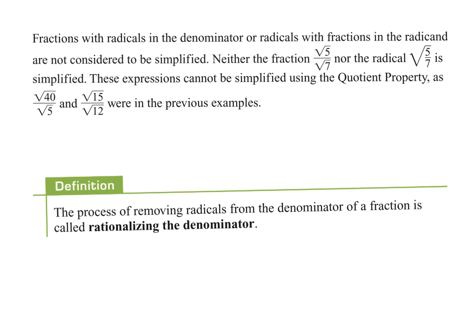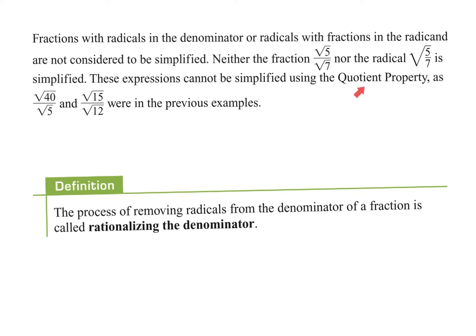It says fractions with radicals in the denominator or radicals with fractions in the radicand are not considered to be simplified. What they mean by that is this fraction here, square root of 5 over square root of 7, or the square root of 5/7 is not considered simple. So having a radical in the denominator, whether it looks like this or like this, is not considered simplified. It would be like giving me 2/4 as an answer. It is not considered simplified.